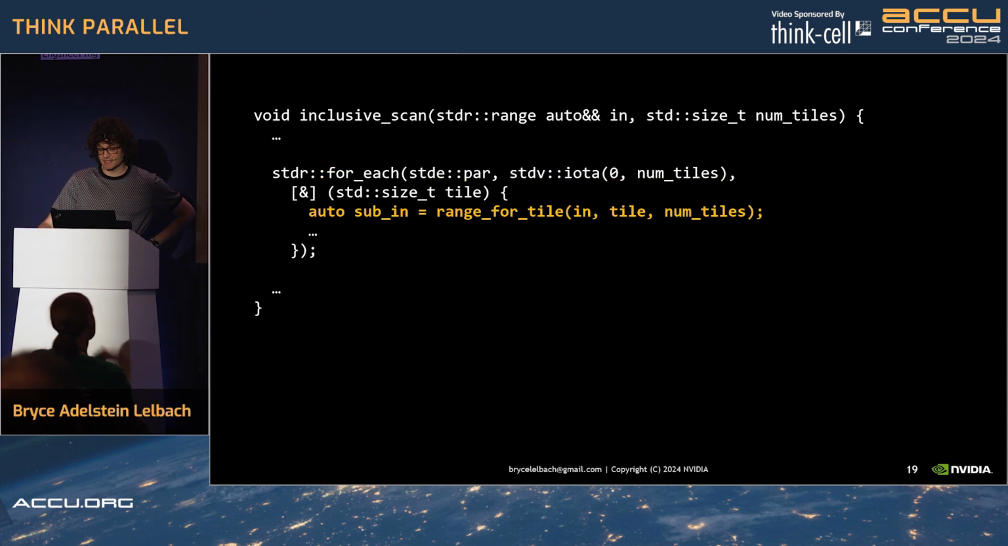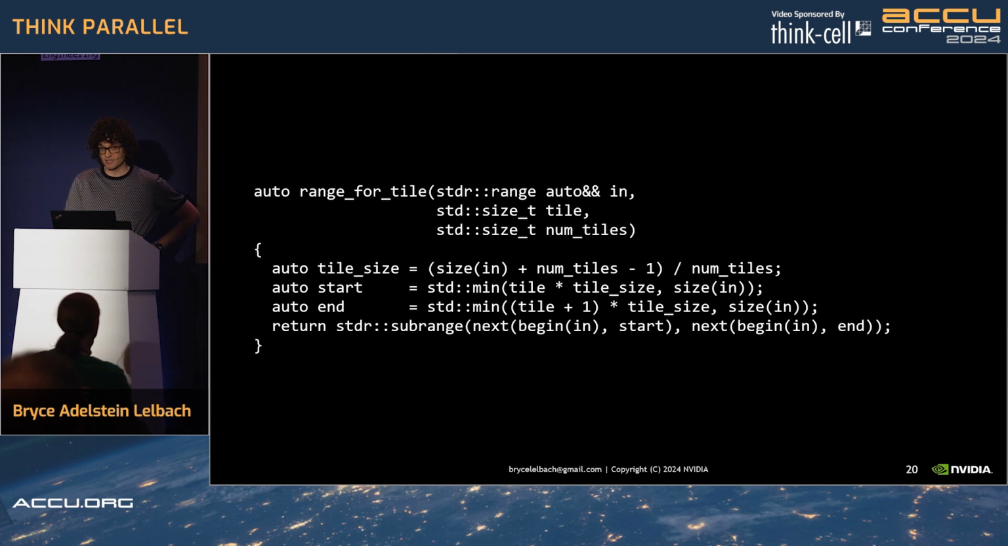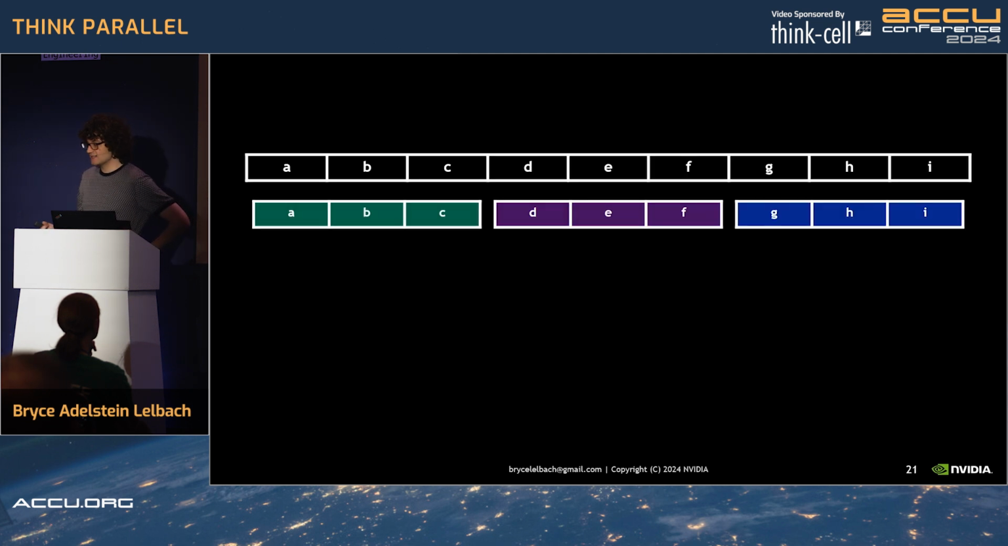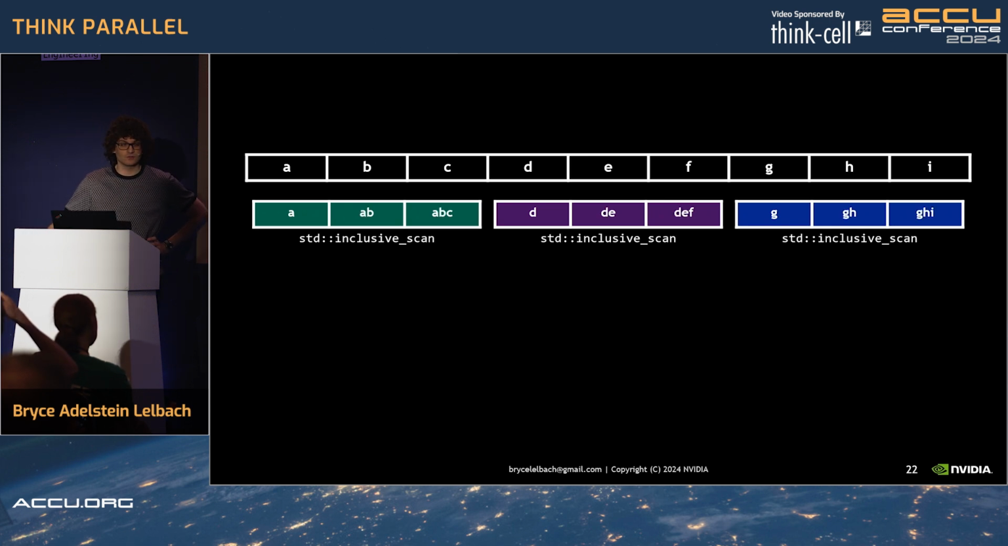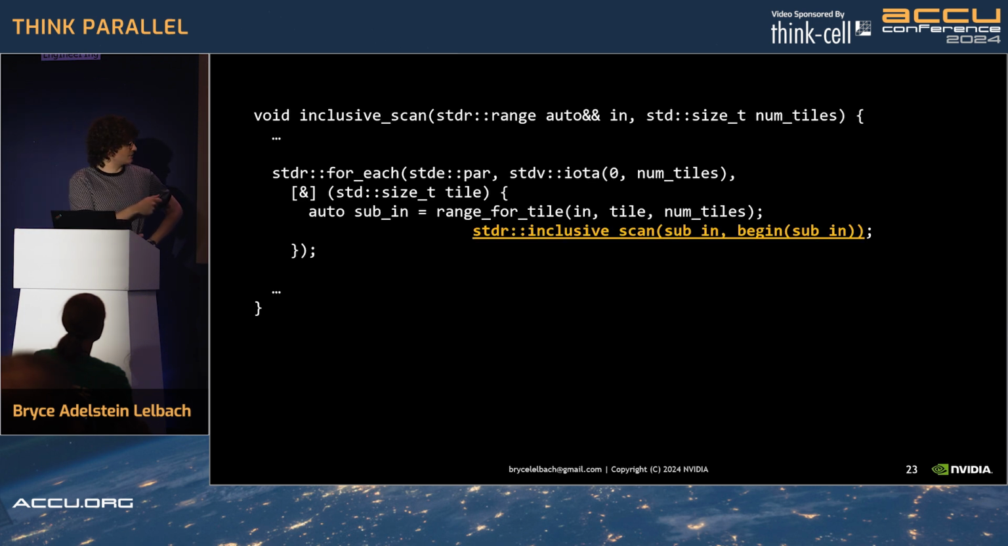Within the tile body, the first thing that we do is calculate the subrange of the input that this tile is responsible for. We're going to do that with this range for tile helper function. It just divides the input among the tiles as evenly as possible and then handles things like remainders. Then we take the elements in each tile and we perform a local serial scan on them, producing this, which we do right here in the code.